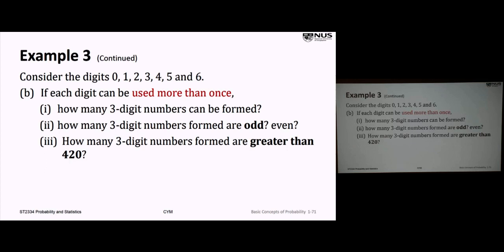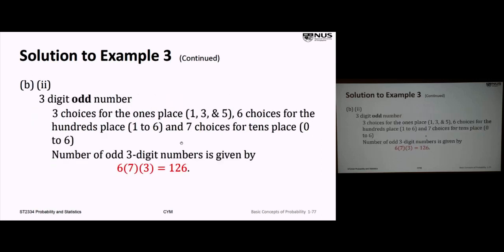B part 2. How many 3-digit numbers formed are odd, and how many are even? Now this is getting a little bit more complicated, but again, it's really all about thinking about that last number. So again, the 3-digit odd number. I think about the last unit, the ones, as it's written in the notes. If I choose 0, I don't get anything. If I choose 1, I get an odd number. If I choose 3, I get an odd number. If I choose 5, I get an odd number. And any of the other choices doesn't give me anything. So in the ones position, I have 3 choices.